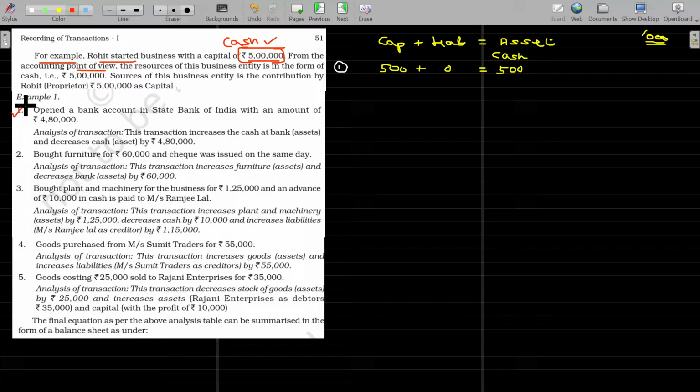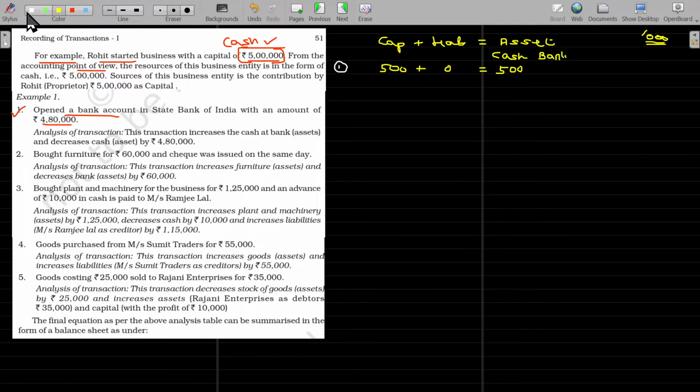In example number 1, opened a bank account in State Bank of India with an amount of rupees 4,80,000. Now what happens? We have deposited the money in this SBI account. If I deposit in the bank account, what does it mean? It is also an asset for me, right? You can have cash in your pocket or you can keep the money in the bank account. Both are your amount, so it is an asset. You can enjoy the benefits the next year also, right? So now I am introducing one more asset here, bank.